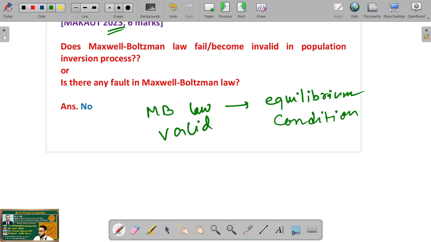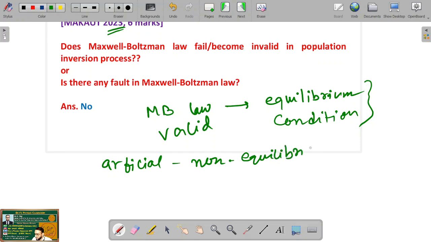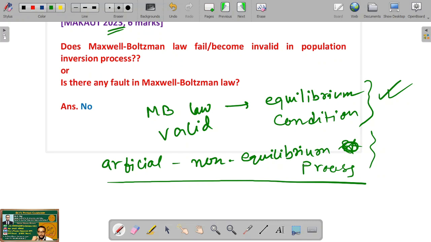So Maxwell-Boltzmann law is valid for equilibrium condition, but here we are dealing with an artificial non-equilibrium state. So here Maxwell-Boltzmann law is not valid. Maxwell-Boltzmann law is only valid for equilibrium condition. So we can say that no, the Maxwell-Boltzmann law is not invalid, and there is no fault in it. As we are inserting a non-equilibrium artificial process to introduce population inversion, here Maxwell-Boltzmann law cannot be applied.